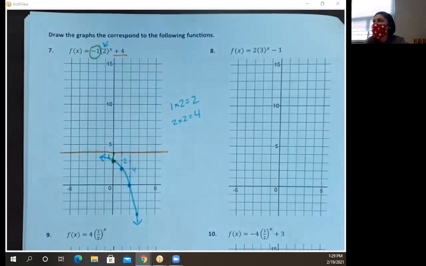Questions for me on number 7? Okay, your homework are the remaining problems on pages 9 and 10. Okay, so finish up pages 9 and 10.